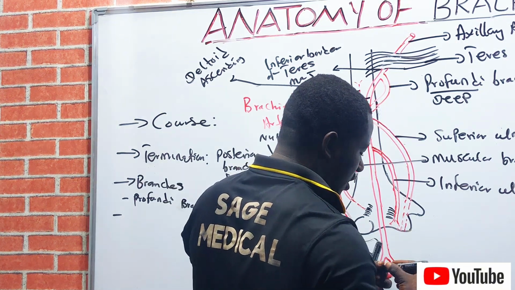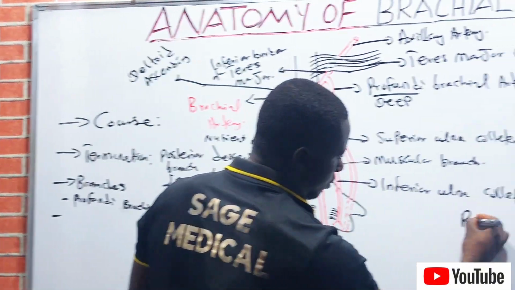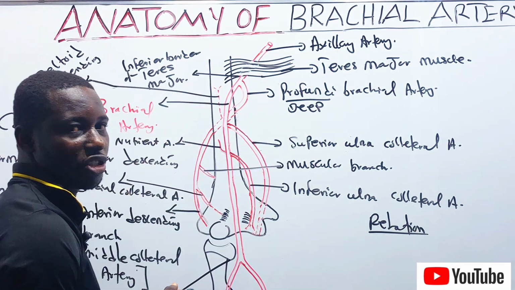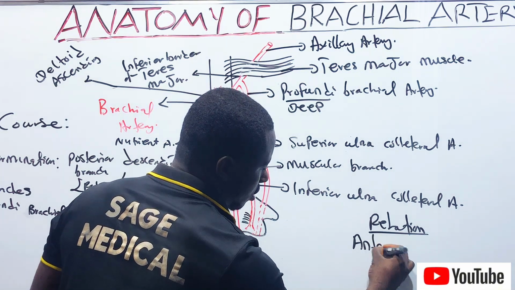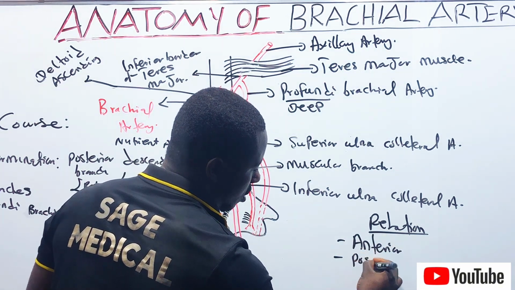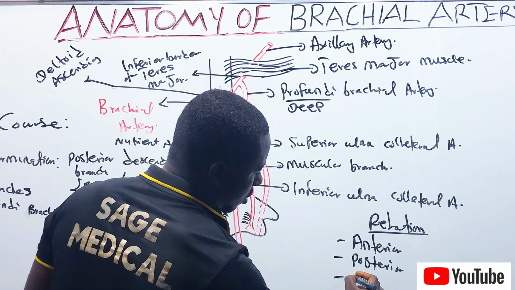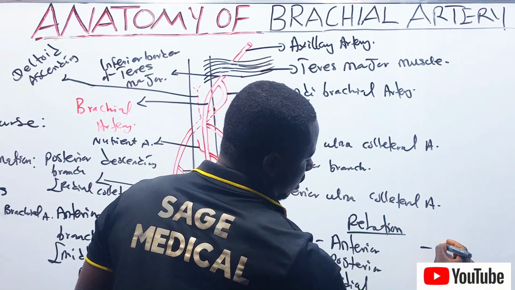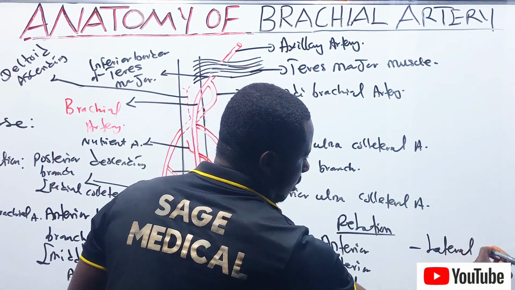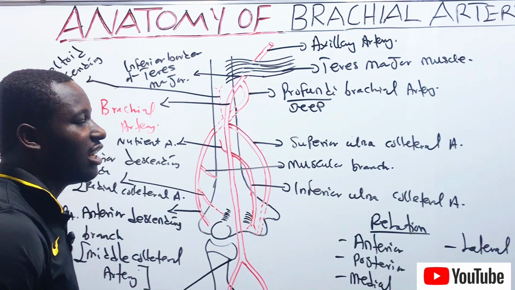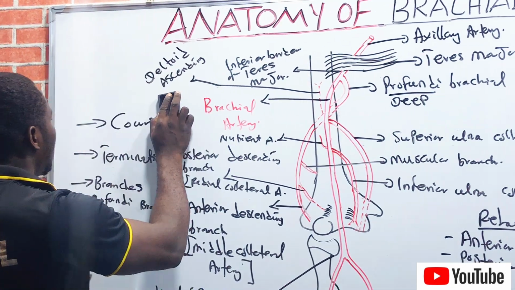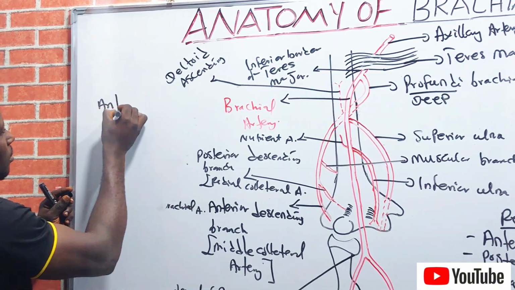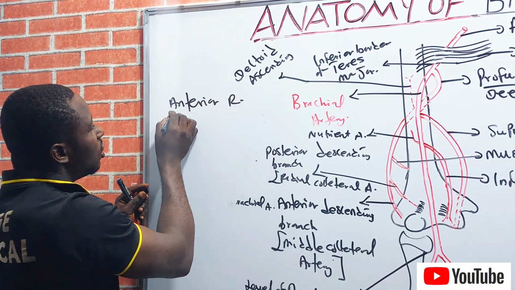The next we'll be discussing is the relation. The brachial artery has 4 relations: the anterior relation, the posterior relation, the medial relation, and the lateral relation. Now, the anterior relation of the brachial artery is divided into 3 parts.